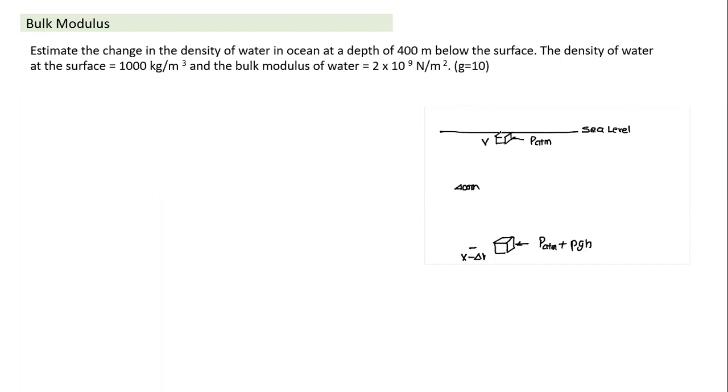Earlier I imagined some liquid volume; at atmospheric pressure it had volume V. The same liquid I have taken to a depth of 400 meters, so the pressure becomes so much. What is the change in pressure here? I am comparing this with the sea level. Change in pressure is equal to rho gh. And when you have a change in pressure, it will lead to a change in volume. Since density is mass by volume, if my volume changes, the density also will change.